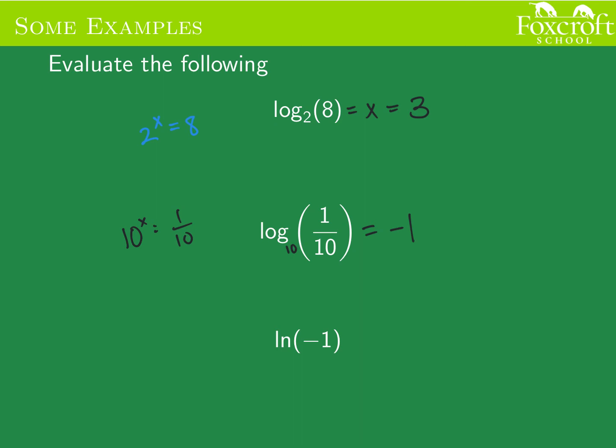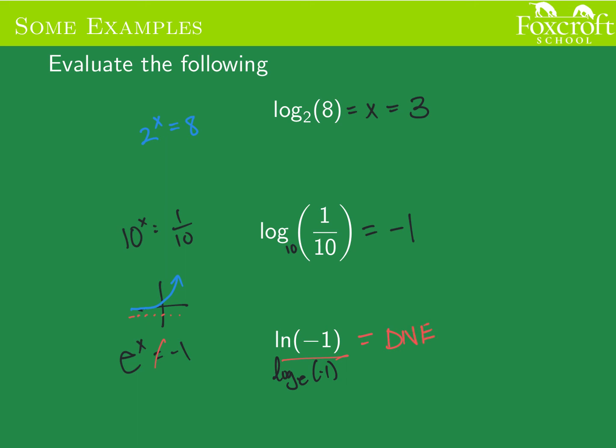Alright, the natural log of -1. Remember, the natural log is just shorthand for log base e. So we get e raised to what equals -1? If you look at the graph of e to the x, it looks something like this. It starts off small and gets really big, and e to the x is never down here at -1, so this never happens. e to the x never equals -1, which means this expression doesn't make sense, so this does not exist.